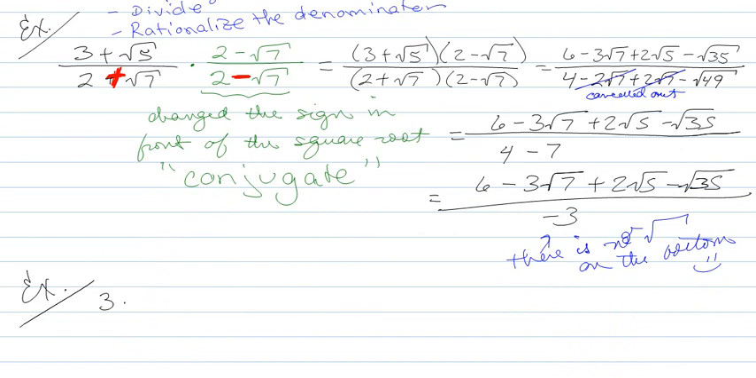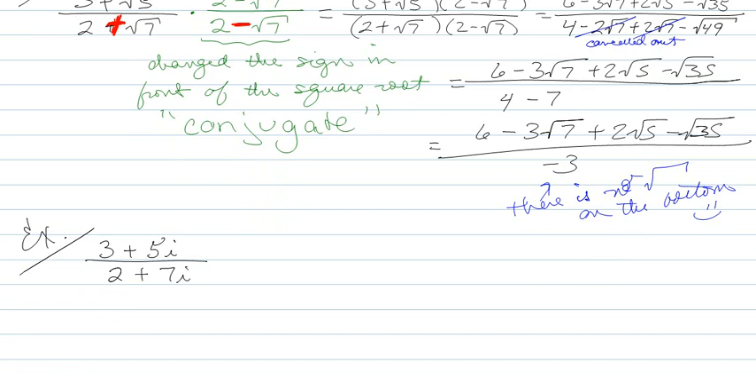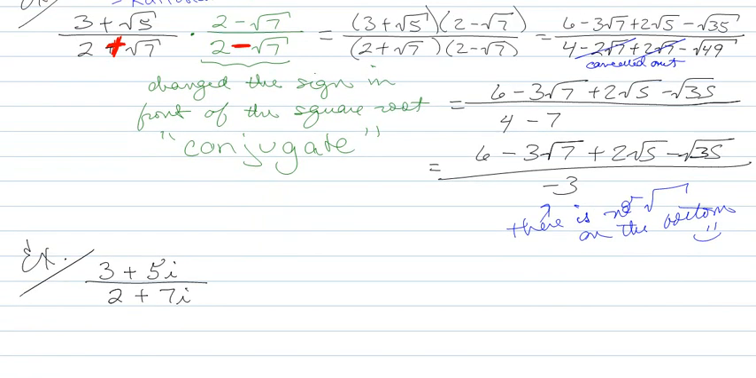So let's pretend now that this was 3 plus 5i divided by 2 plus 7i. I'm going to leave that here just for a second. As you might suspect, in order to divide this, what we're trying to do is get the i out of the bottom. And the way we do that is we multiply by a version of the conjugate, a specialized version, where we change the sign in front of the i term.